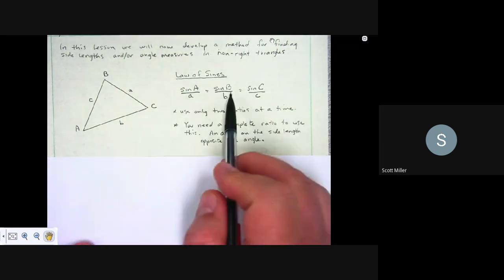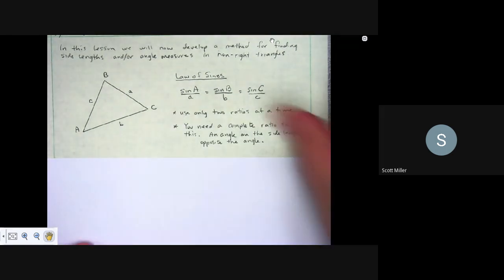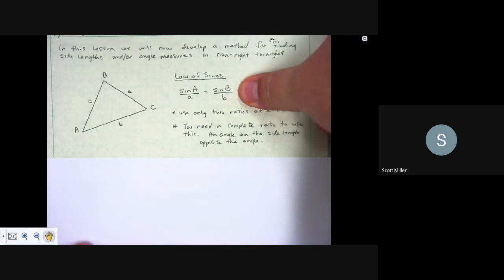Okay? When we use the law of sines, we only use two of these at a time. Depending on what information was given to you and what information you're looking for would determine which one of these you're going to use at any one time. We only do two at a time. We don't do all three at once.